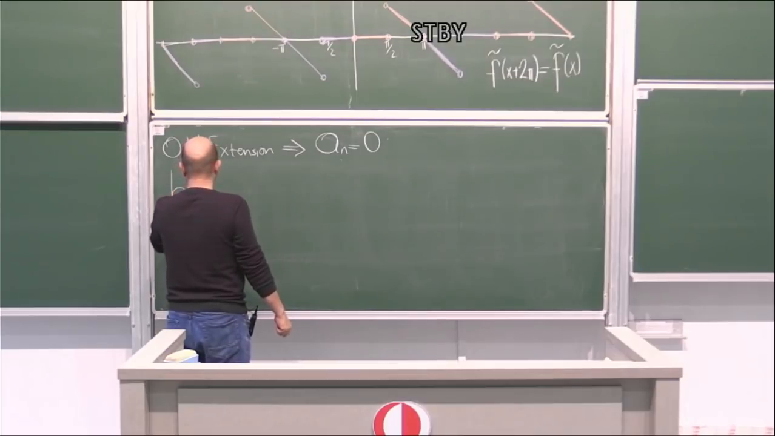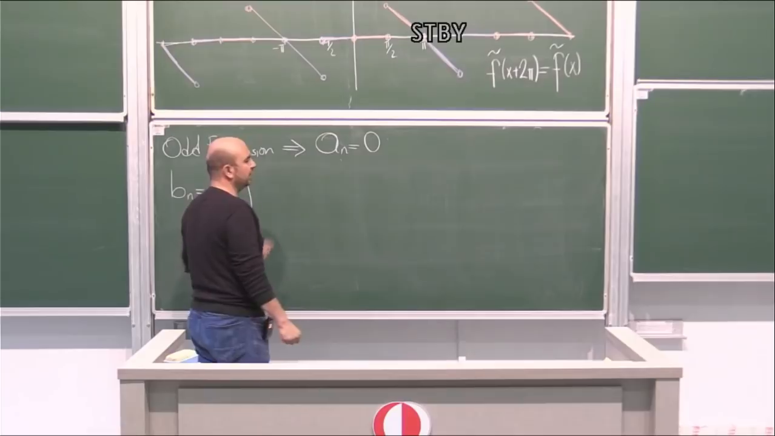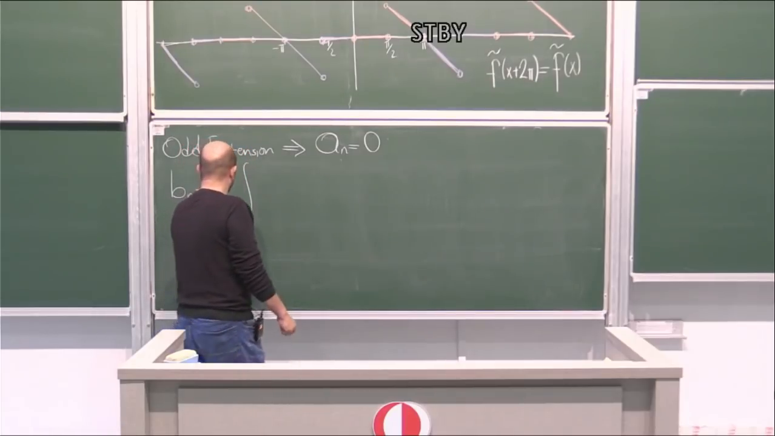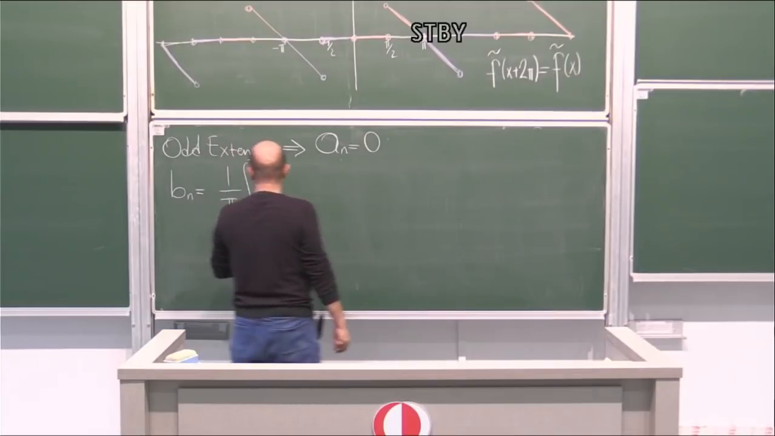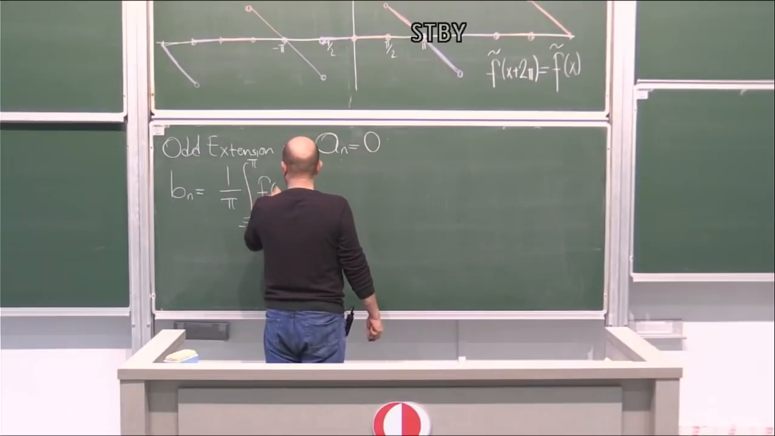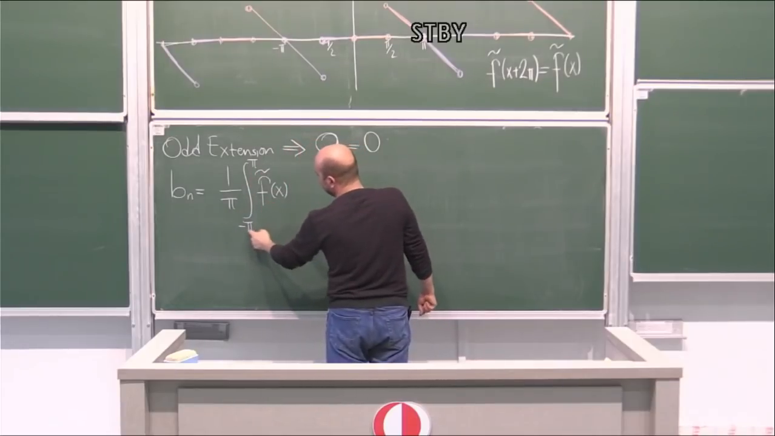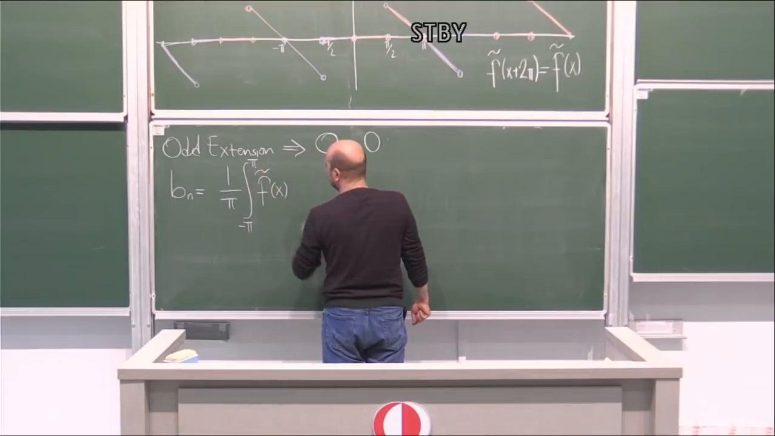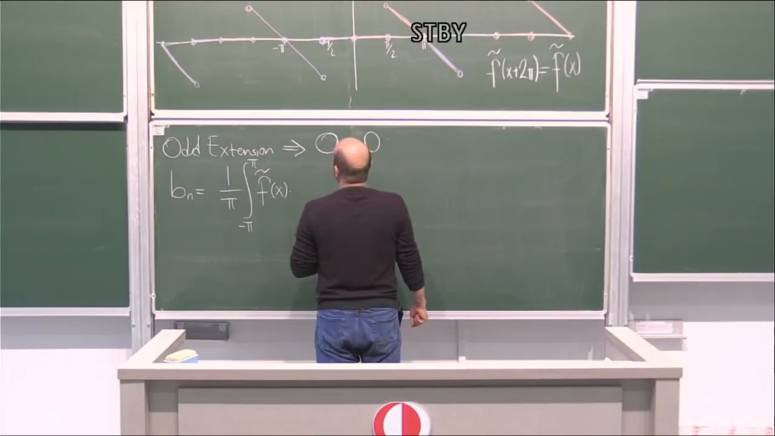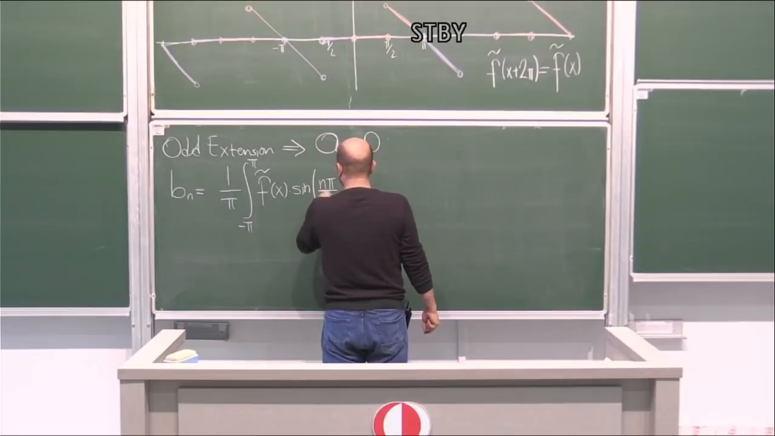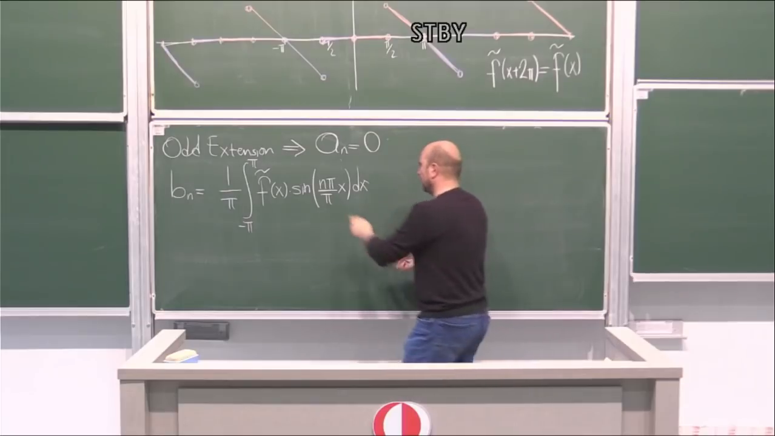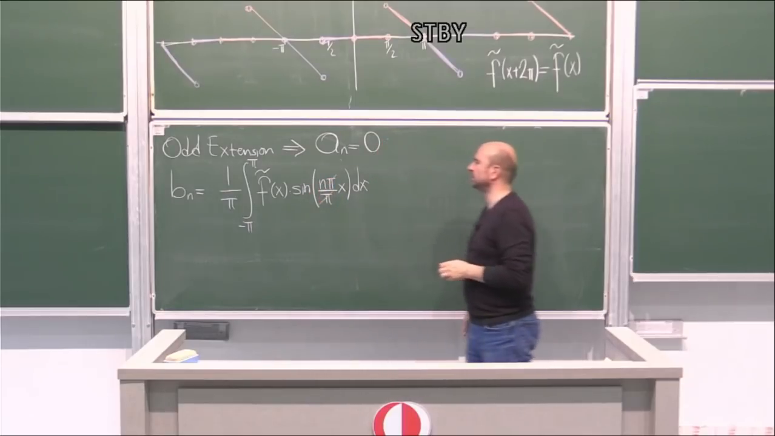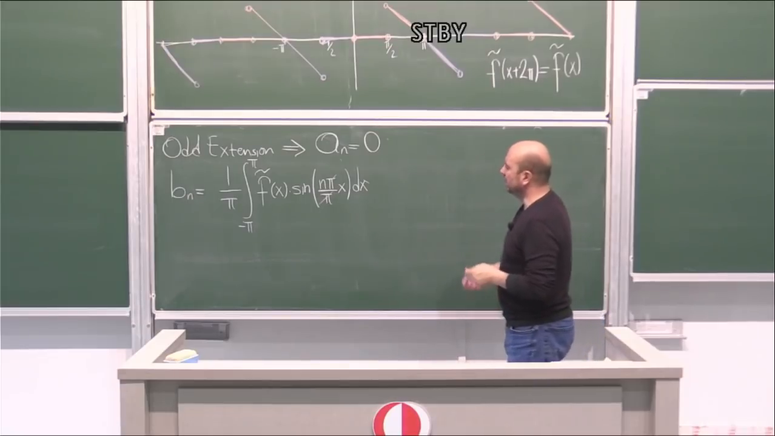Now b_n, remember the integral is from minus L to L. Here L is pi, so from minus pi to pi, 1 over L, which is 1 over pi. Our function f tilde, because between minus pi and pi I need to integrate f tilde, that's the extended function, times sine of n pi x over L, where L is pi, dx. This is what I need to compute. So now I can cancel the pi's here. Now I need to integrate this.